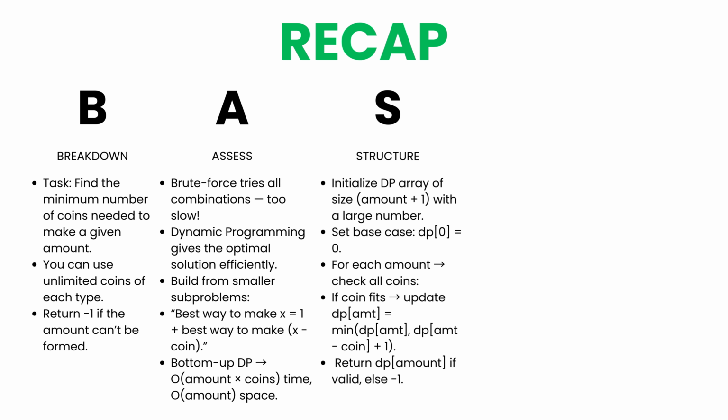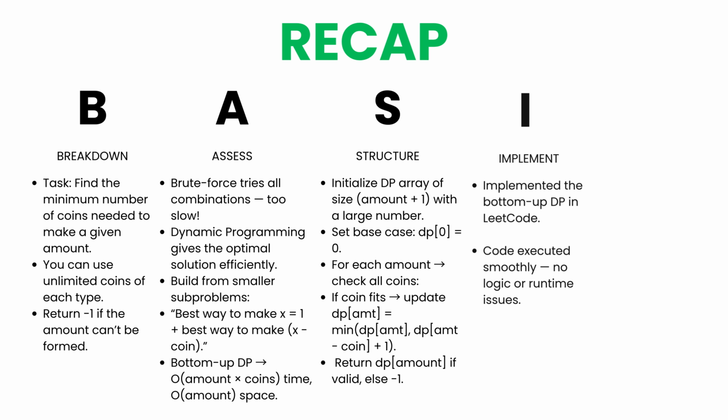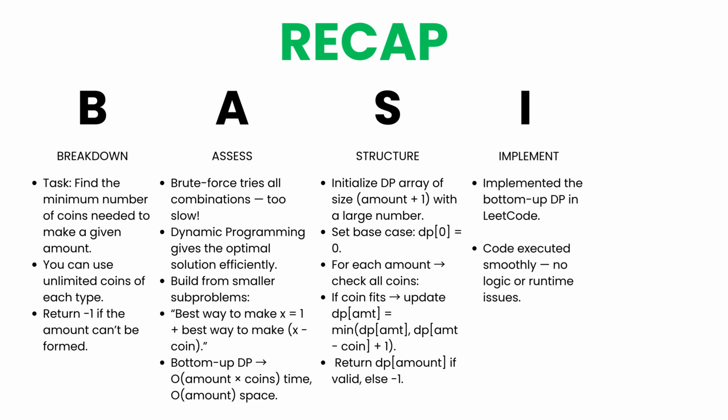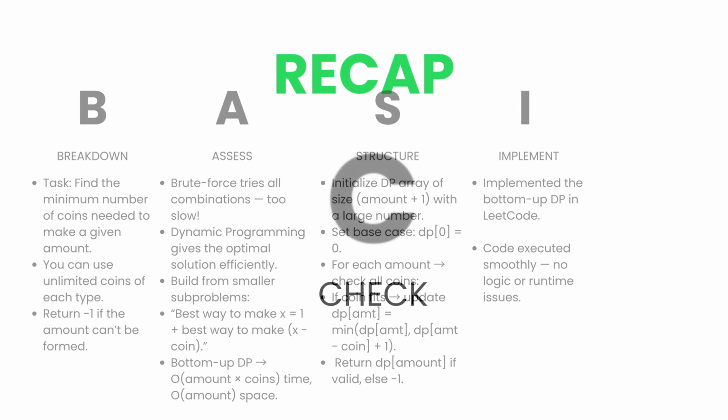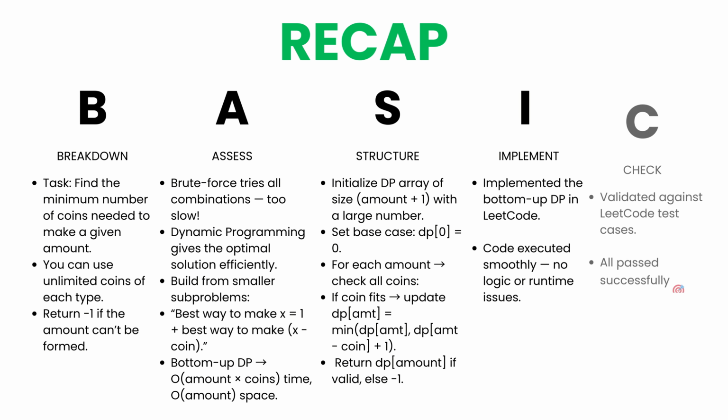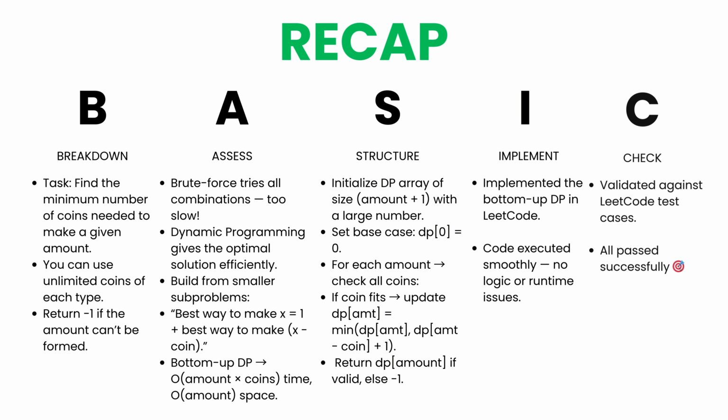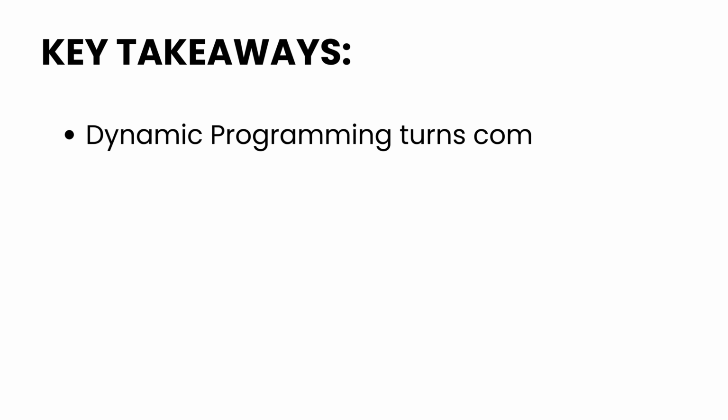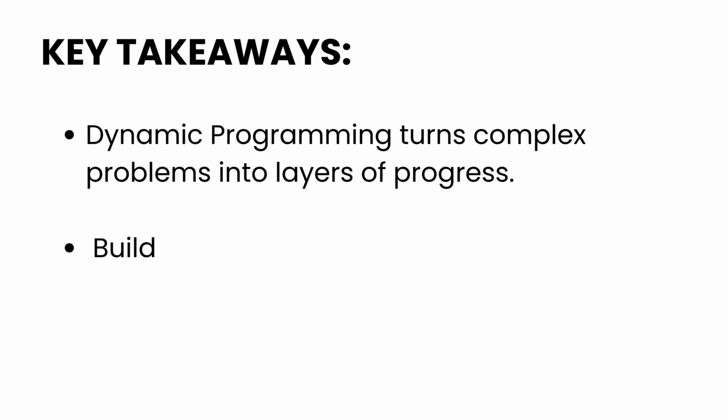By iterating through all coin values and all subamounts, we continuously updated the array with the smallest count possible. Implement recap. After setting up the DP logic in LeetCode, our implementation ran smoothly, efficient, clean, and easy to follow. Check recap. We tested it using multiple inputs on LeetCode, confirming that the solution handled all cases correctly, including the ones where no valid combination exists. The key takeaway here is that dynamic programming shines when problems can be broken into overlapping subproblems. By building up from smaller results, we turn a seemingly complex challenge into a simple, systematic solution.